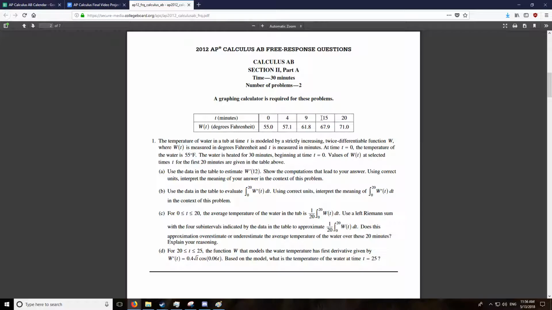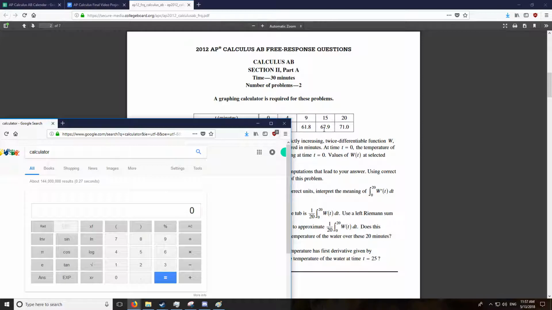We are given conveniently two times that when averaged will give us 12: 15 and 9. W prime is the rate at which the temperature within the water is changing. To calculate that, we take the temperature at t of 15, subtract the temperature at t of 9, and divide by 6, because 15 minus 9 is 6. So 67.9 minus 61.8 is 6.1, divided by 6. At a time of 12 minutes, the temperature within the tub is increasing at a rate of 1.0166 degrees Fahrenheit per minute.